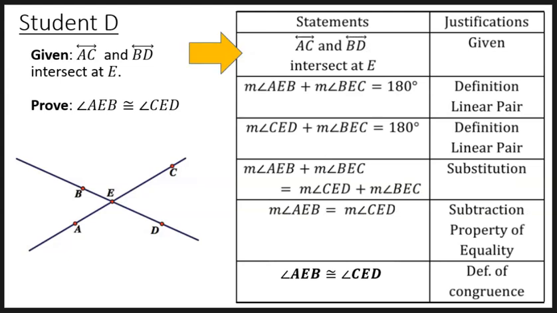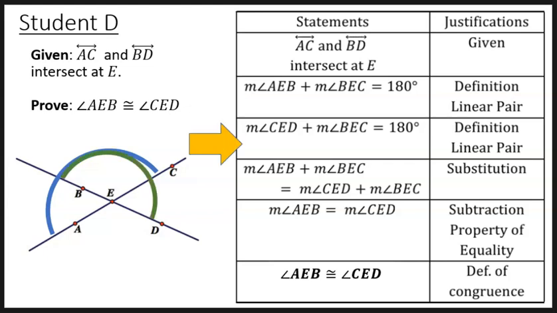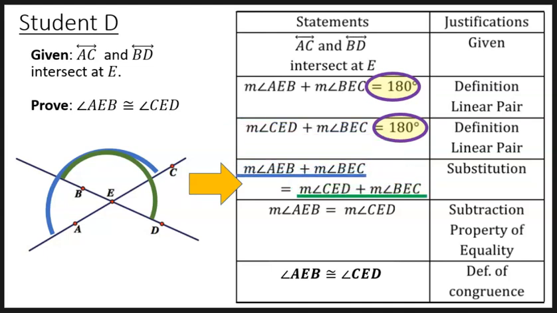Then they used the definition of linear pair. This was a good choice because they had two angles that made a straight line, meaning that the sum of the measures of the angles is 180 degrees. And they could use this relationship to write an equation. In their third step, they used the same logic to write a second equation that shows two angles with a sum equal to 180. Since they have two equations that are equal to 180 degrees, the two equations must be equal to each other. Now that the equations are set equal to each other, we can see that both sides of the equation use the measure of angle BEC.